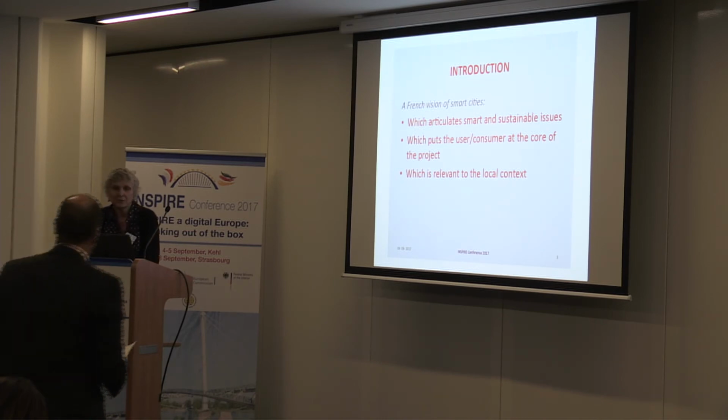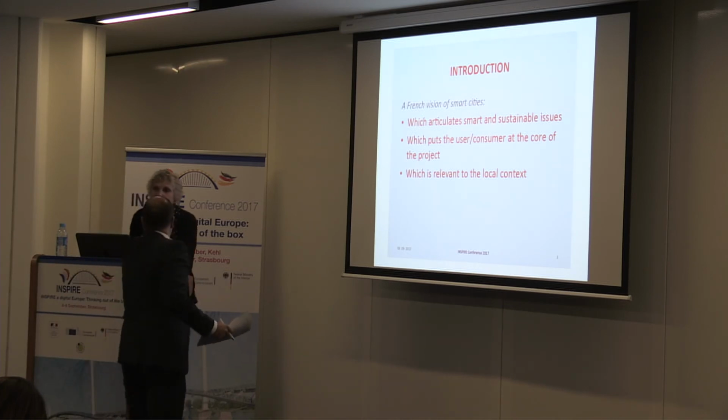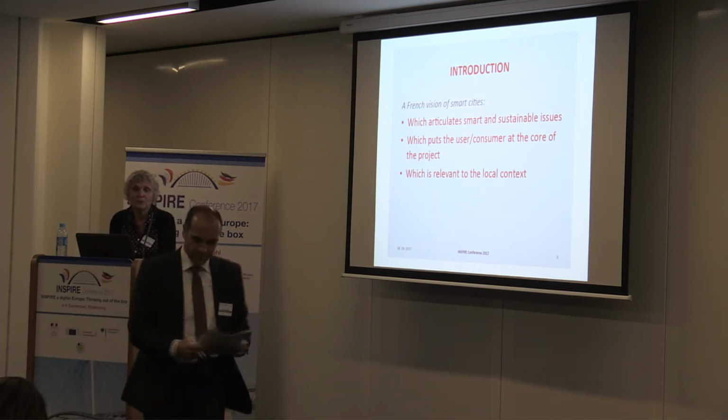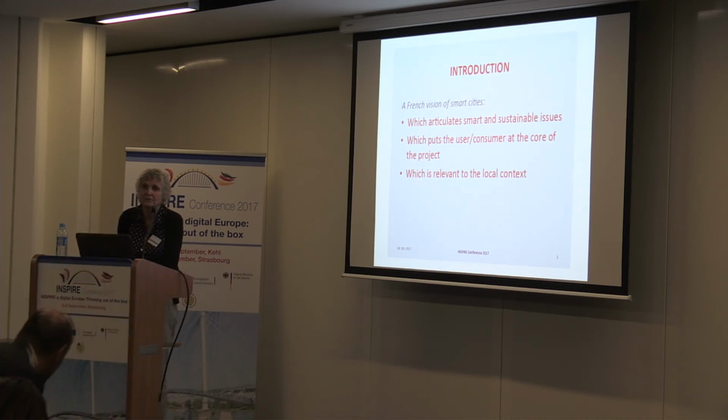The prerequisite was that we didn't want to give a definition of smart cities, because it's impossible. So the idea was really to share a common vision on smart cities. We thought there are 3 main points that we put forward. The first one is that we don't think we have to do smart city for smart city's sake. Smart city is not an end in itself. There is a close relationship between smart and sustainable issues.